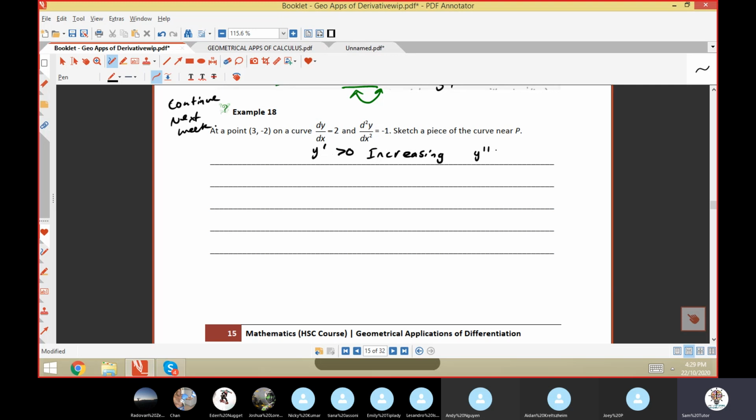Y double dash, if it's less than 0, because if it's -1, if y double dash is less than 0, opposite of what your brain might think. So if less than 0, you would think it's min. Opposite. That's what I was trying to help you with. So think that one's an opposite. Max. So now you want a maximum increasing at (3, -2).